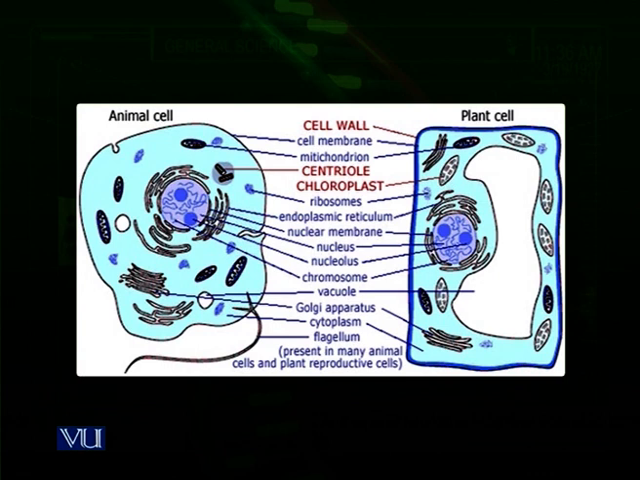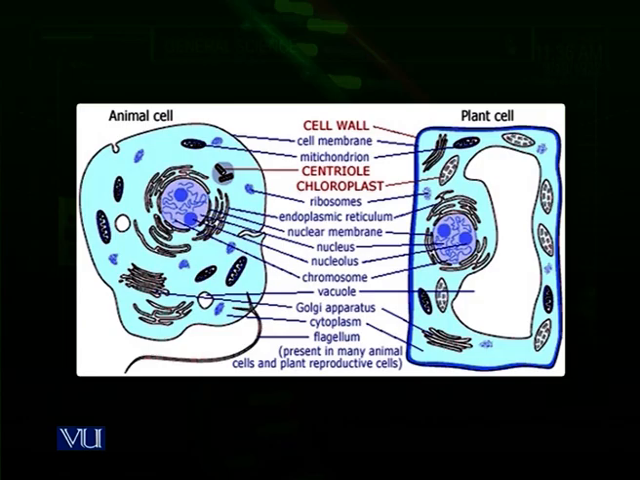Both of these cells, animal and plant, have mitochondria, many mitochondria, which we know are the powerhouse of the cell, and they produce energy in the form of ATP for the cells. Both of these have ribosomes, which actually produce the proteins for these cells.